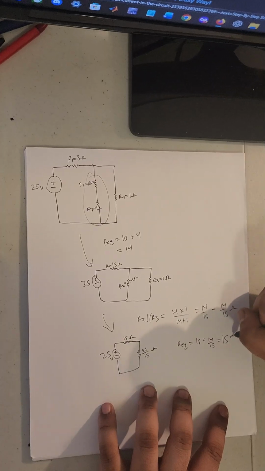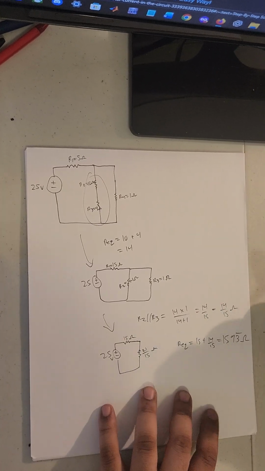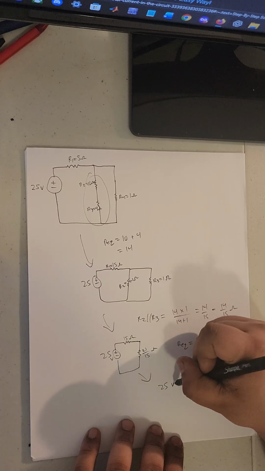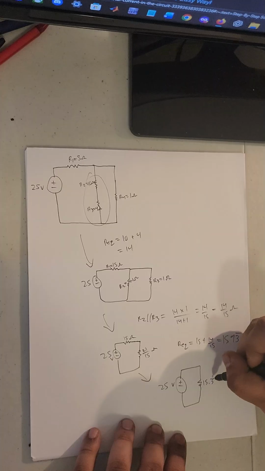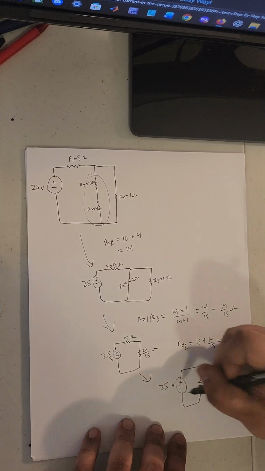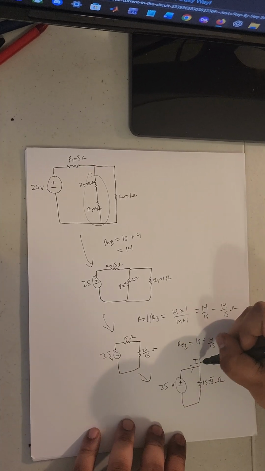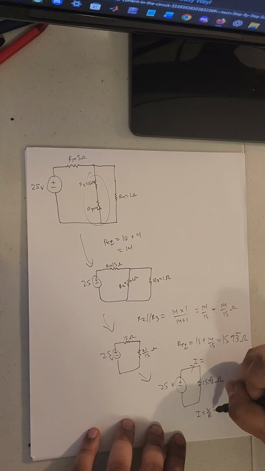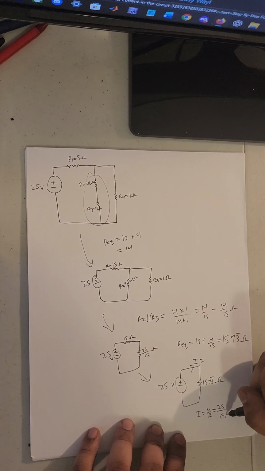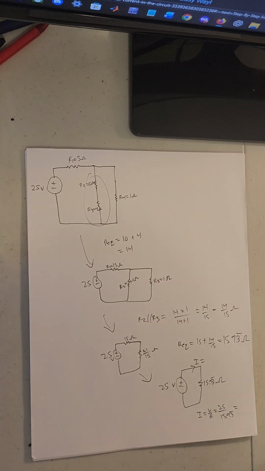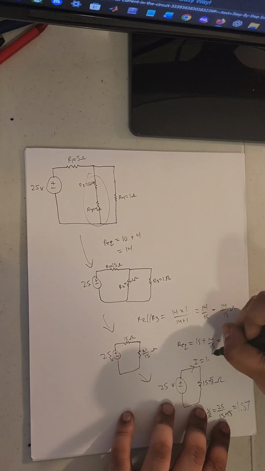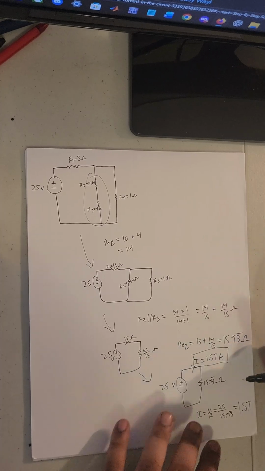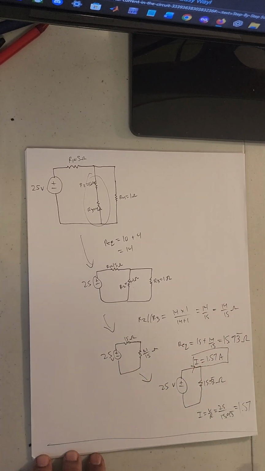Which is 15.93 repeating ohms, and the final circuit drawn will be simply 15.93 ohms and 25 volts. We have a current of I equals V by R equals 25 by 15.93, 1.57 amps. And that's how you would solve this circuit.